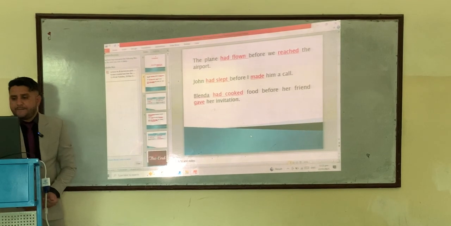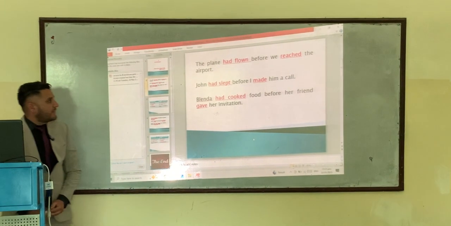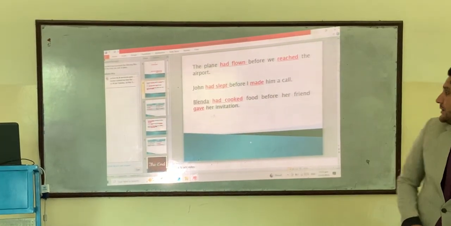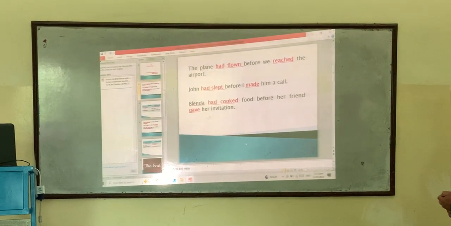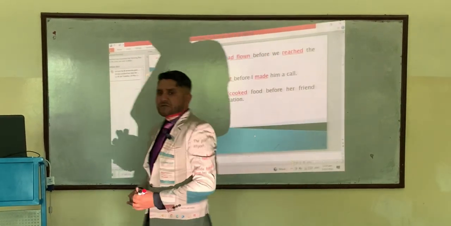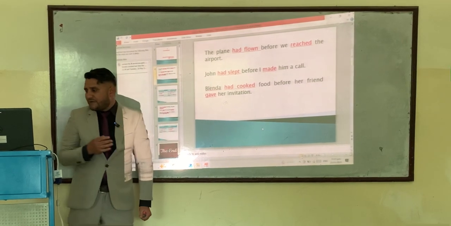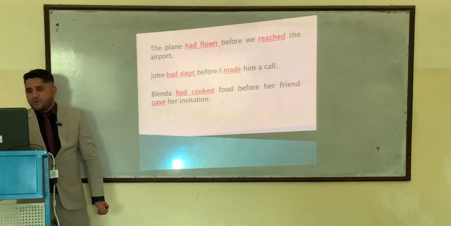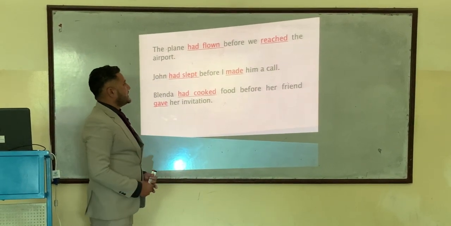Now you would see here: The plane had flown before we reached the airport. John had slept before I made him a call, and Glenda had cooked food before her friend gave her invitation. Now, I won't say that's a unique type of sentence because learners commonly have been observing it in their life. And as regards the clauses, there are two clauses in each sentence.